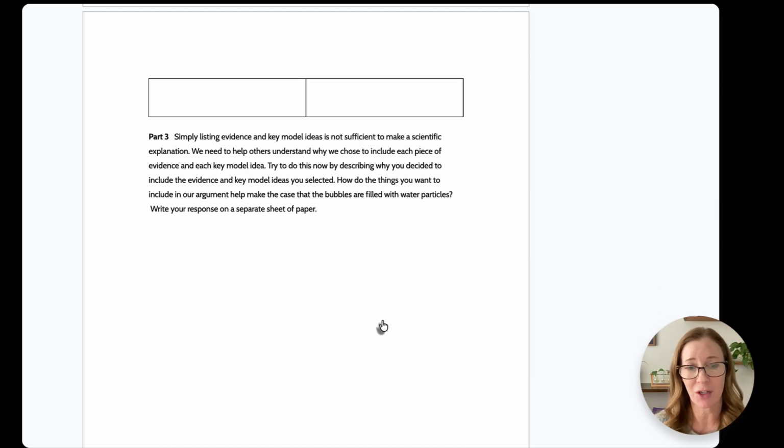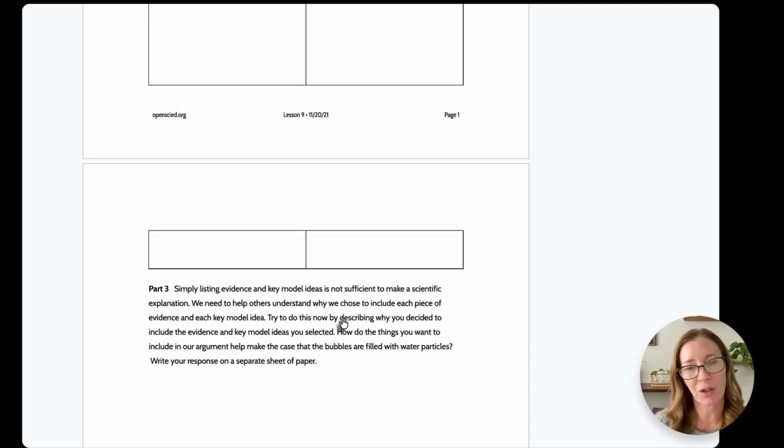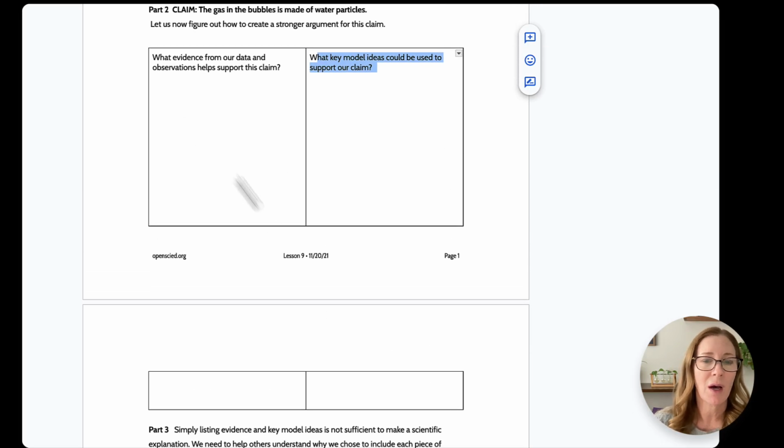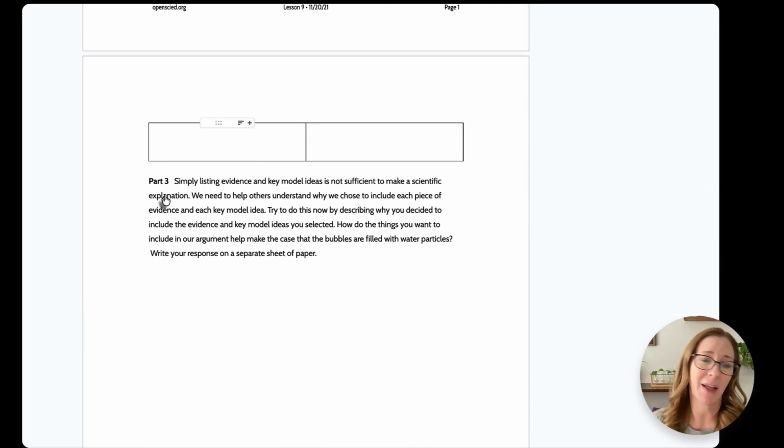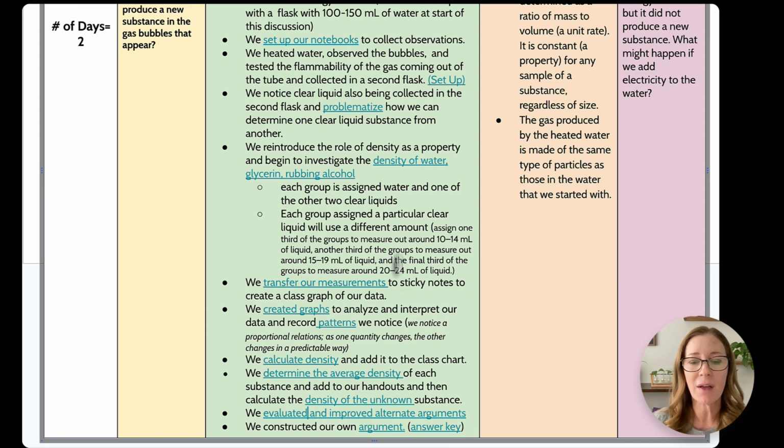Now there is a second section, and this is saying that it's not enough just to list the evidence and the key model ideas. We need to actually construct an explanation. So how can we include in our arguments other things that make the case that the bubbles are filled with water particles, and there is an answer key of what to look for. So depending on how much writing your kids are willing to do or you want them to do, you might have a different format for this, like a CER format, and it's just a one and done, or you can have them write the full explanation, and that's what's prompted in the slides. Okay, there's your answer key.